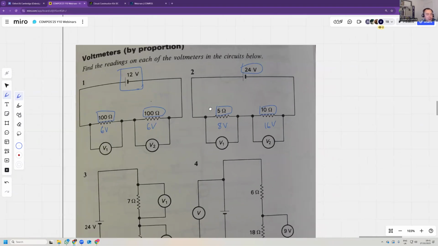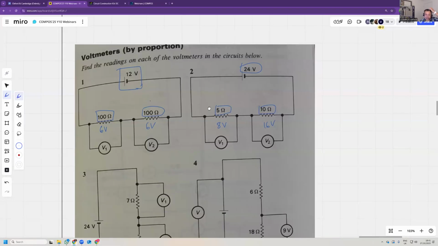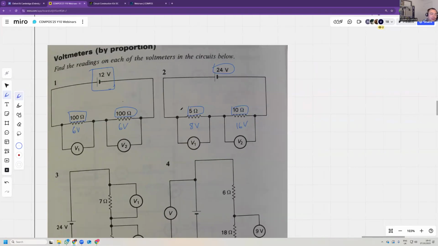Working out for these questions? Well, it's a potential divider, as a matter of fact. You could say that the voltage V1 divided by V2 is R1 over R2. And then you know that V1 plus V2 is 24. And you can solve these simultaneously, but that's an overkill.